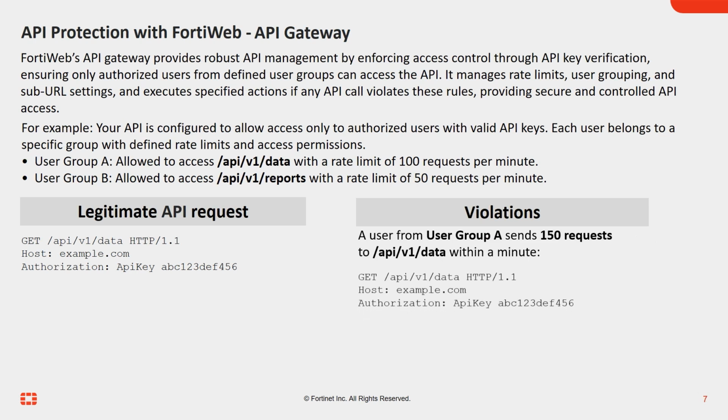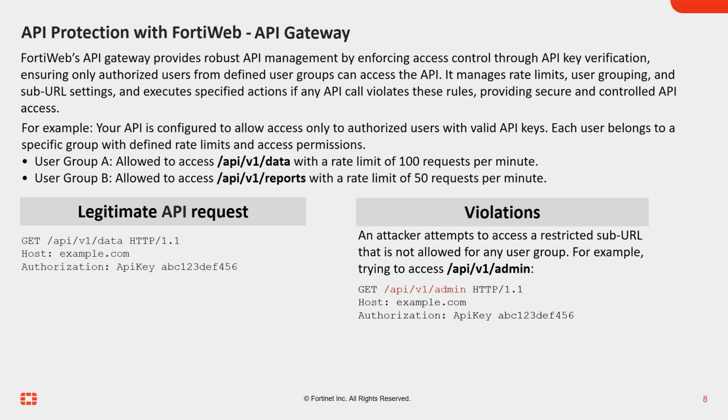In our third example, an attacker or a misconfigured client sends a large number of requests in a short period, exceeding the rate limit for their user group. FortiWeb enforces rate limits based on the user group. If the rate limit is exceeded, FortiWeb blocks further requests from that user and logs the violation.